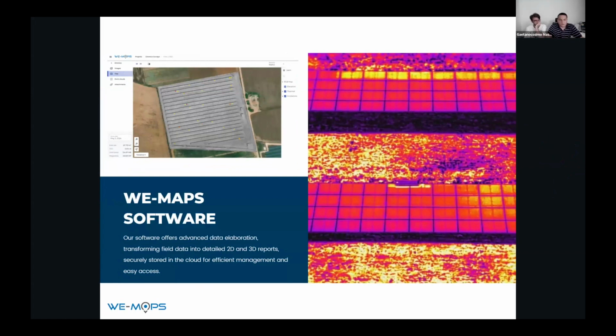As we were talking before, we are using WIMAPS as our DroneGIS platform, and it's very useful for us and for our customers. And in this example, we show how we use and how we share the data with our customers. In this case, we will show you how we manage a thermal analysis on a solar field.